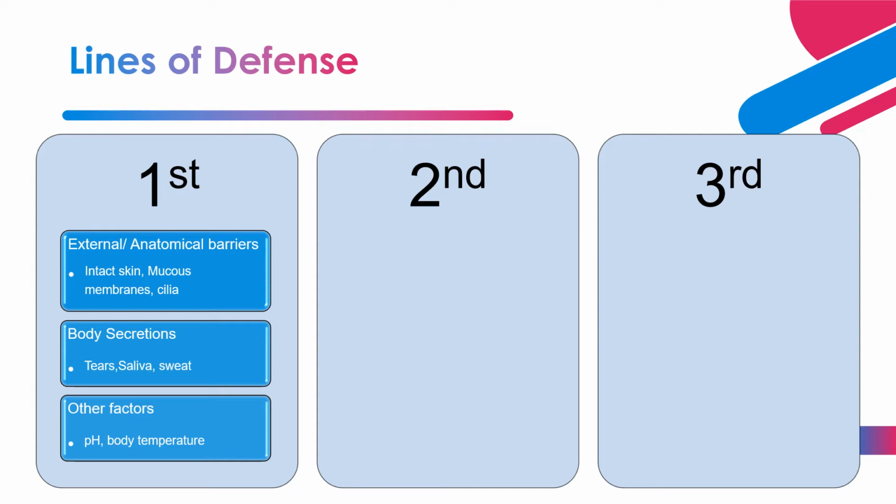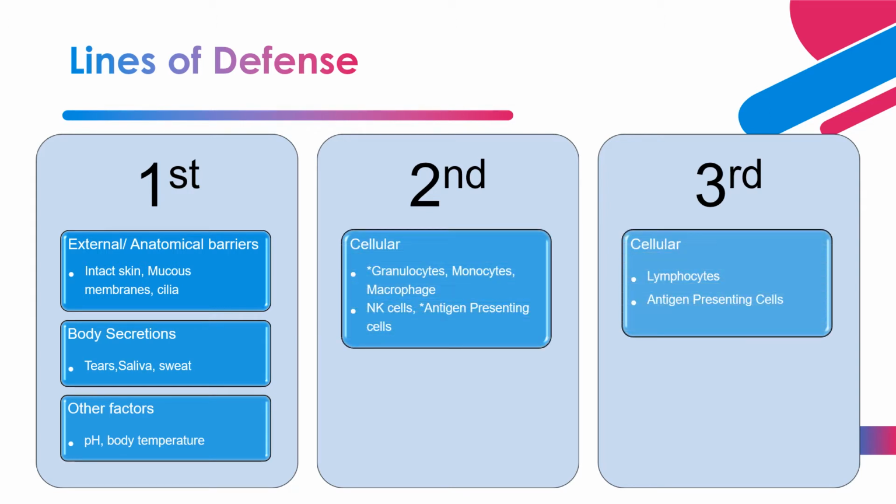Now, the second and the third line of defense have some similarities, although the second line belongs to natural immunity and the third line belongs to the acquired immunity. One of the similarities is that both of them have cellular components. Under the second line of defense, cellular components are the granulocytes, monocytes, and the macrophage. We also have the natural killer cells and the antigen presenting cells. The cellular elements on the third line of defense are the lymphocytes and the antigen presenting cells as well.